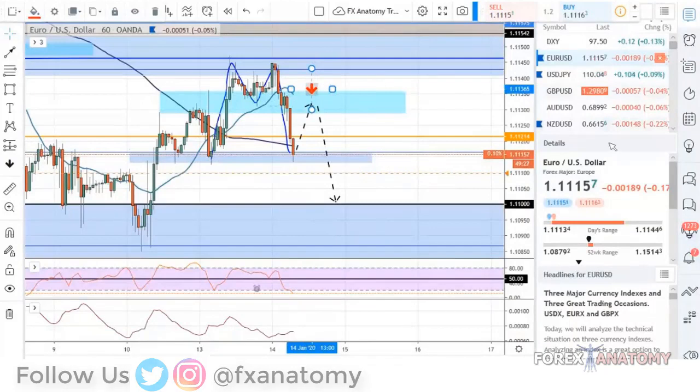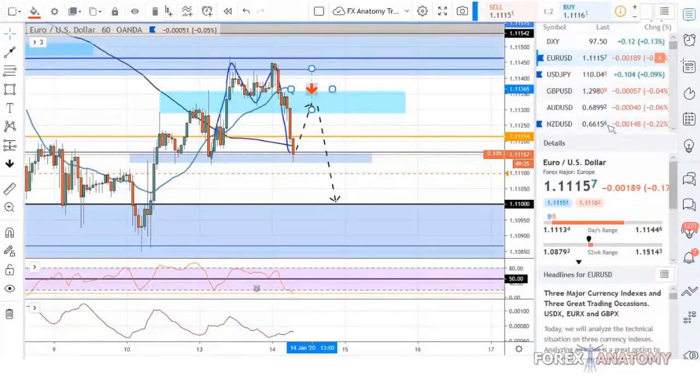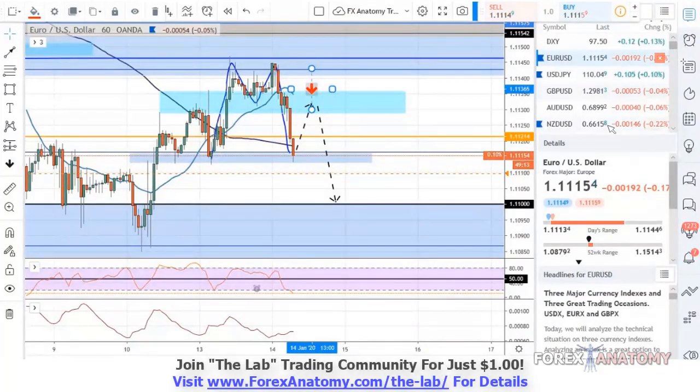So I hope that helped you guys, and if you don't have any questions, then we can definitely move forward and talk about what's taking place on our next currency pair, which is the US dollar Japanese yen. So going once, going twice.